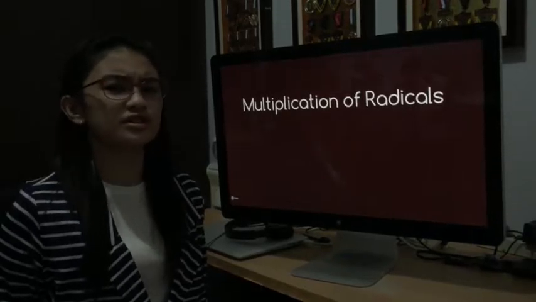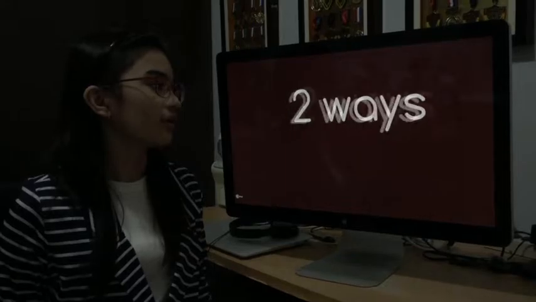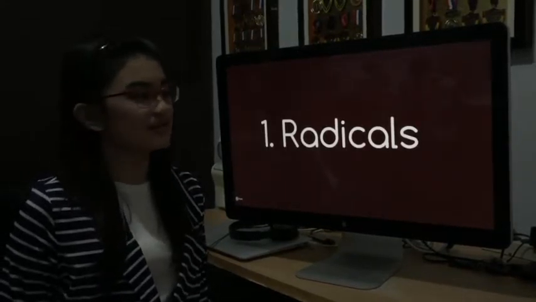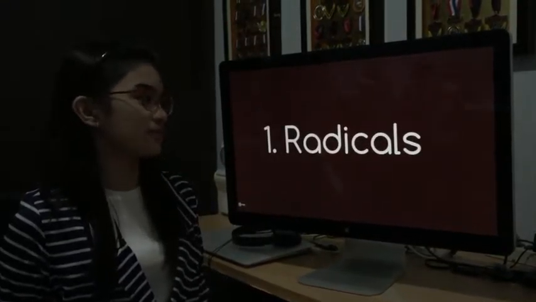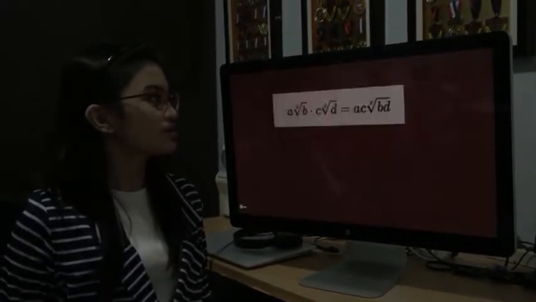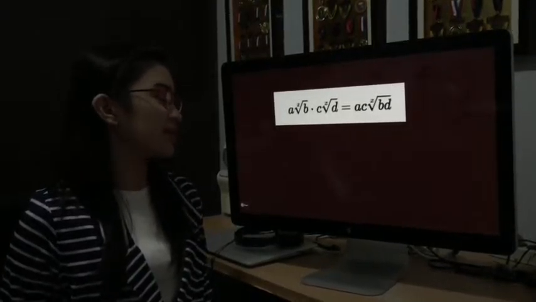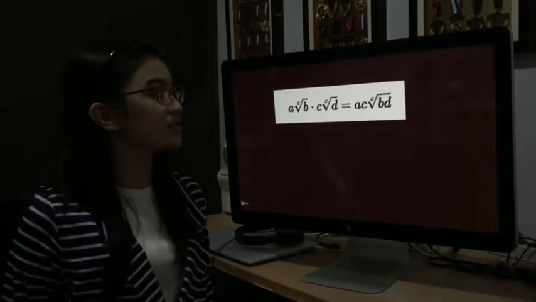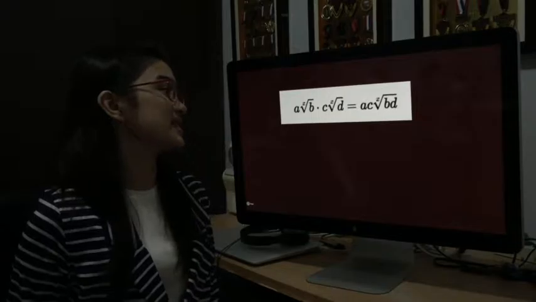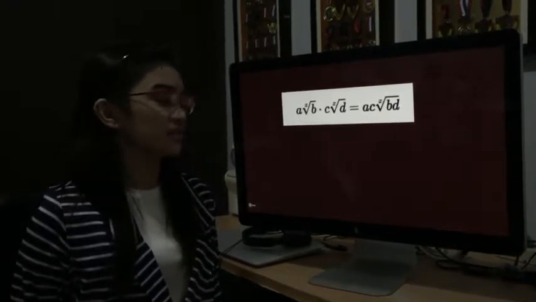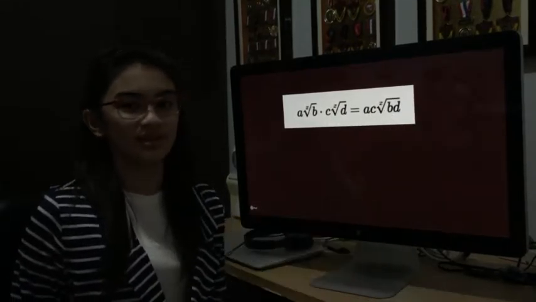Today we will tackle multiplication of radicals. So, how do you multiply radicals? Well, there are two ways to multiply radicals. The first way is using radicals, and the second way is using exponents. So let's start off with radicals. The principle that we must remember is a root b times c root d is equal to ac root bd. That means that the terms outside of the radical will be multiplied with each other, and the terms inside the radical will be multiplied with each other.